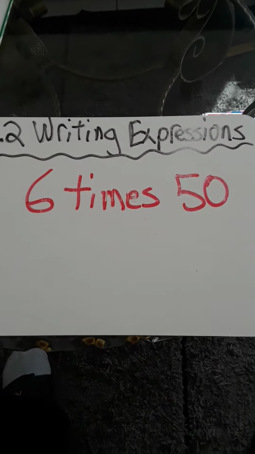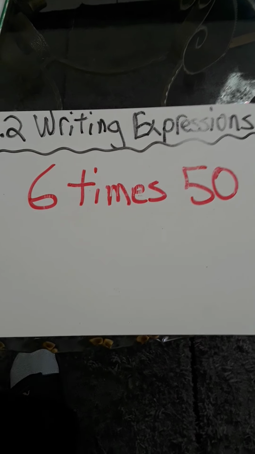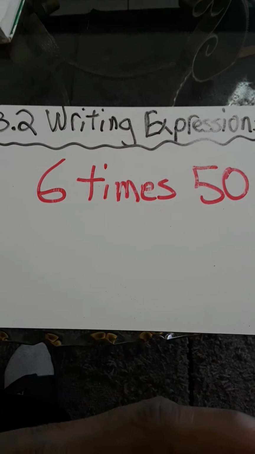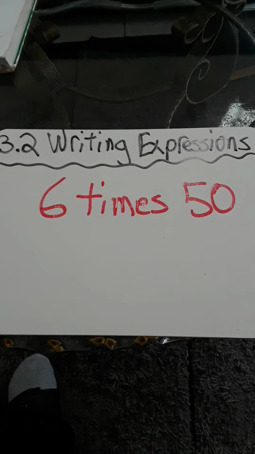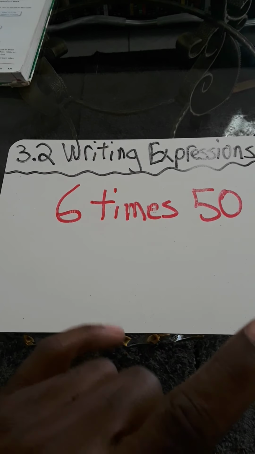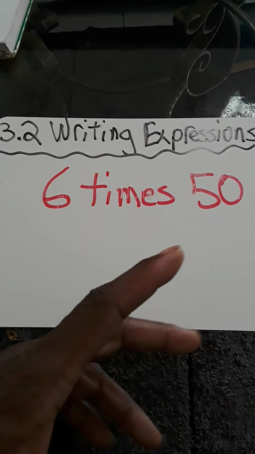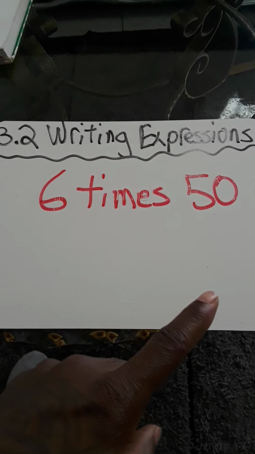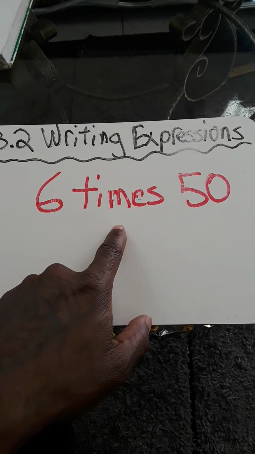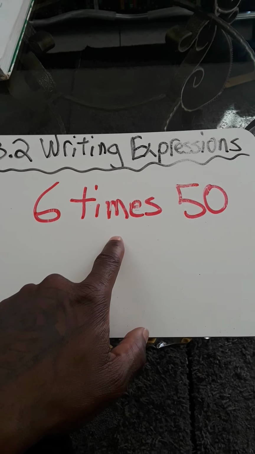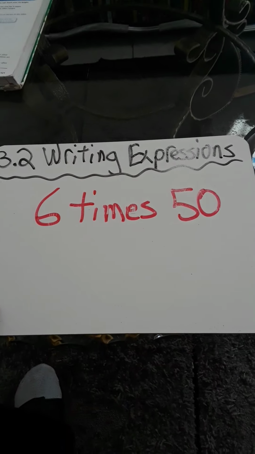First one, let's deal with 6 times 50. One thing, all we're doing with writing expressions, we're not solving anything. We're trying to write this down as a problem. So how do you think we would write this as a problem? What do you think that word means? What operation does it mean? That's what we're talking about. We're trying to write the problems down. We'll show the answers at the end.